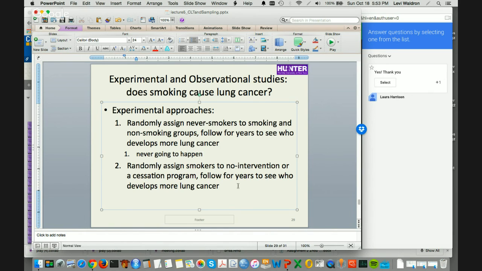The other type of interventional study that could happen would be one where you start with smokers and randomly assign them to no intervention or to a cessation program, which decreases the rate of smoking, and then follow those two groups for years to see who develops more lung cancer. So this type of study would be long and expensive, but it could be done, because your intervention is not expected to be harmful to the study participants. So it's something that could pass the institutional review board and be done.